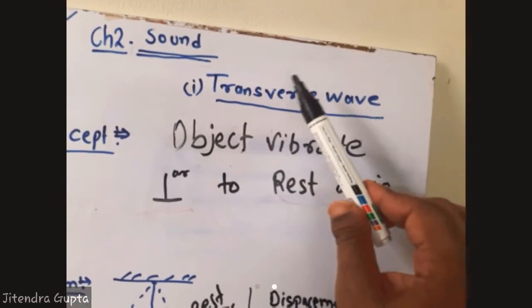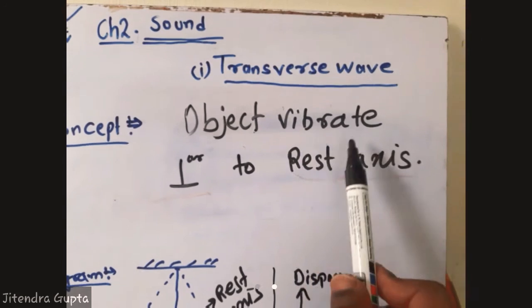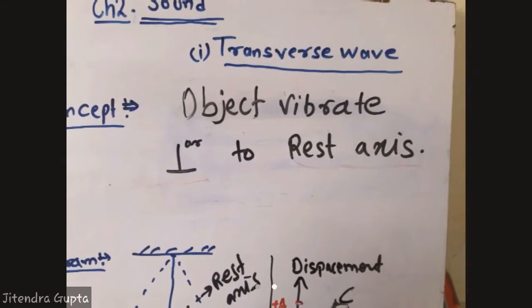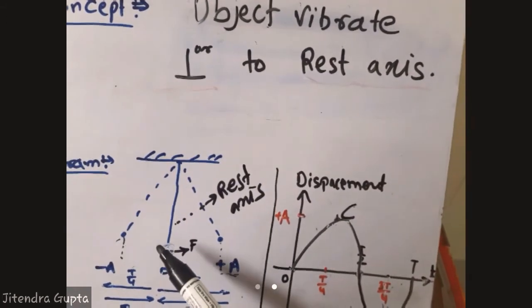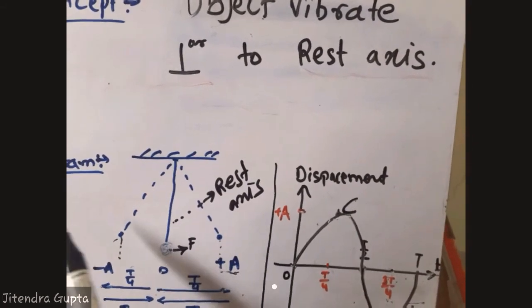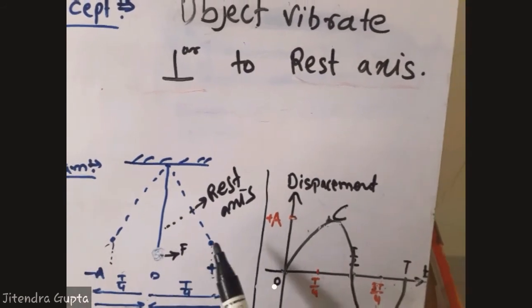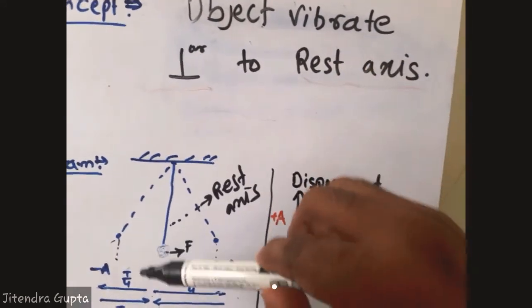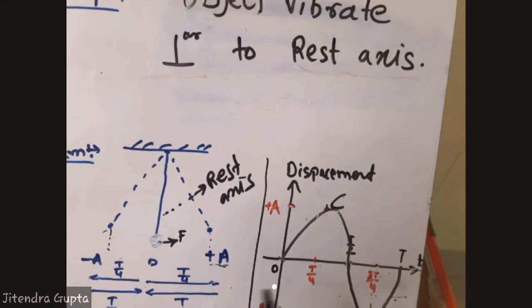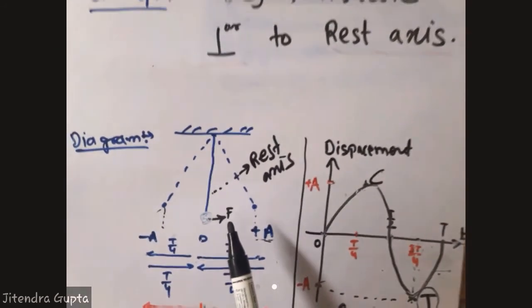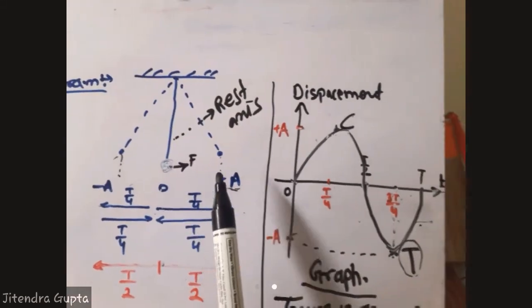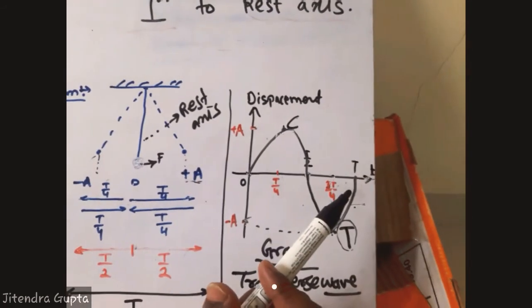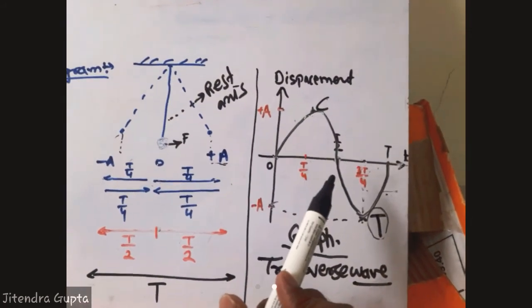What is a transverse wave? A wave in which the vibration of the object is perpendicular to the rest axis. Here is the rest axis and the particle is performing vibration here. The particle vibrates along a horizontal line and the rest axis is a vertical line, so both are perpendicular to each other. When such vibration is performed, the waveform is called a transverse wave. And here we are making a graphical representation of the wave using a displacement versus time graph, and we find this curve.